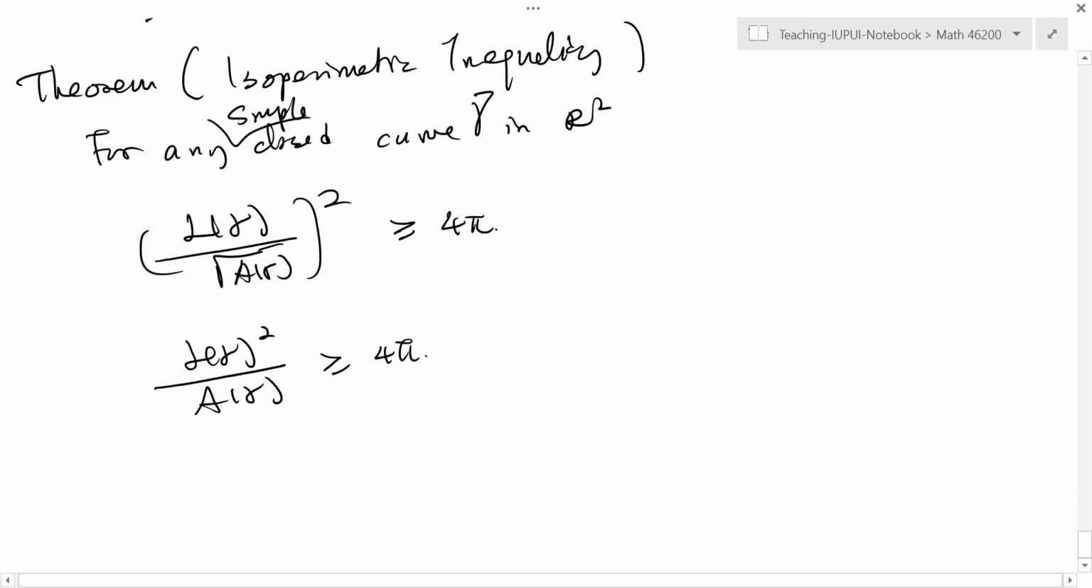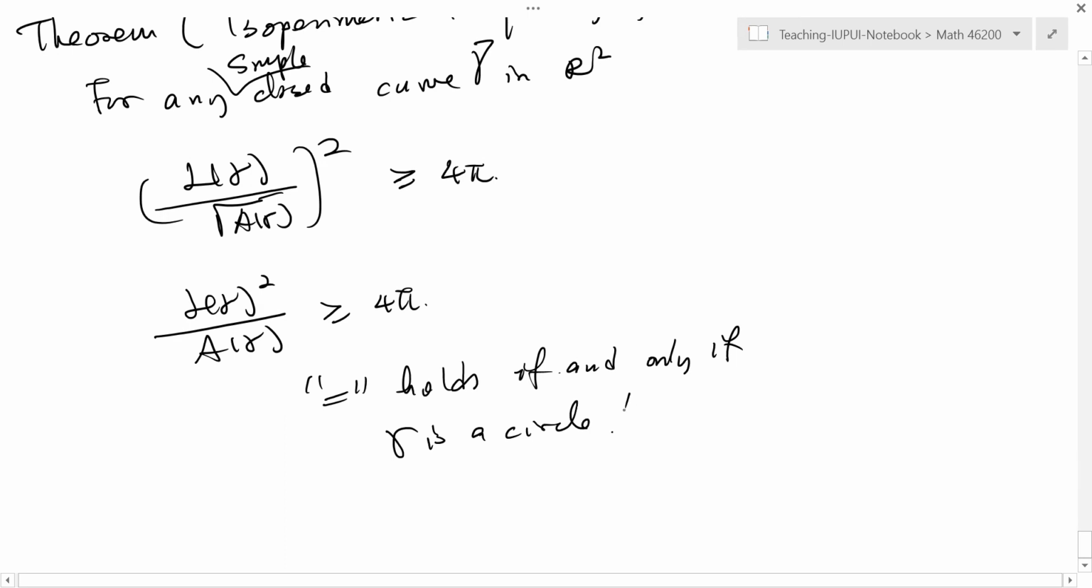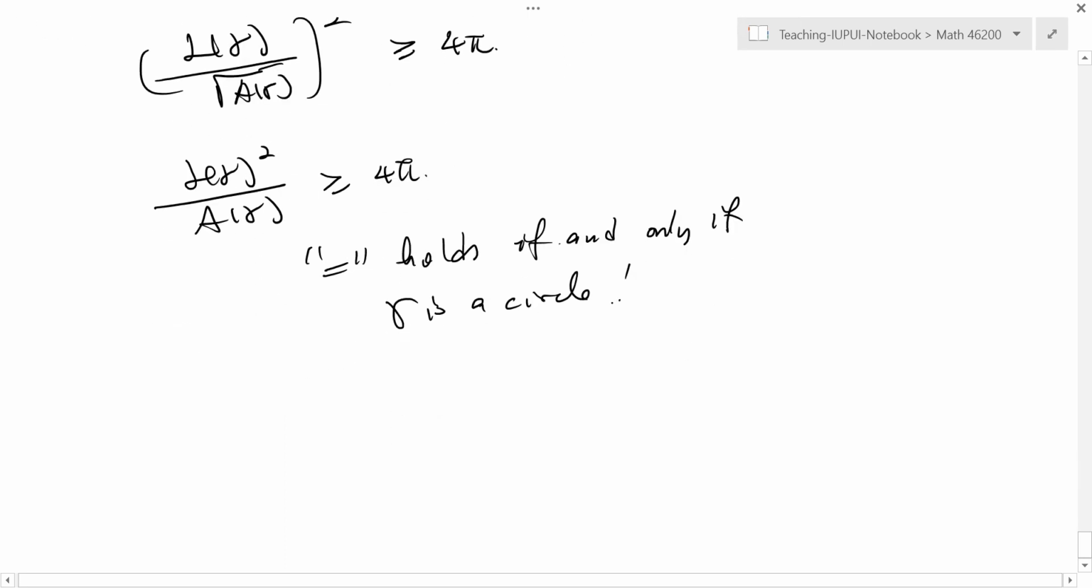Now, what does that tell you? Then I'm talking about application first. That tells you then equality holds if and only if gamma is a circle. Only the circle. Only when the circle is true. Okay.